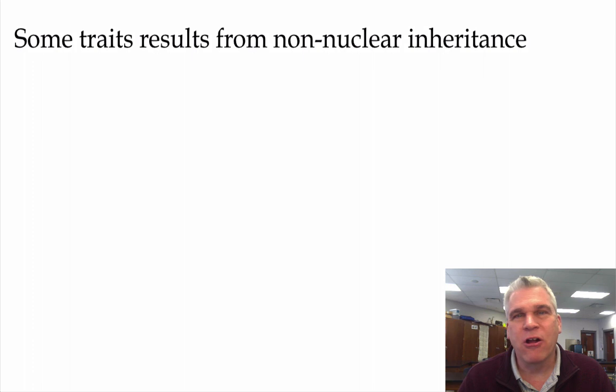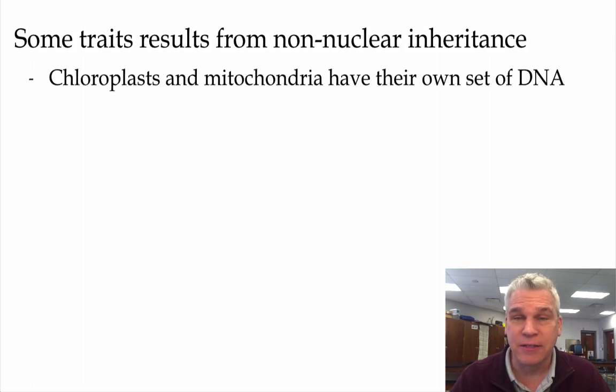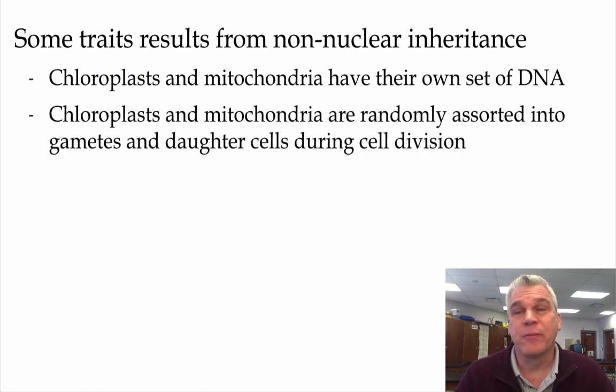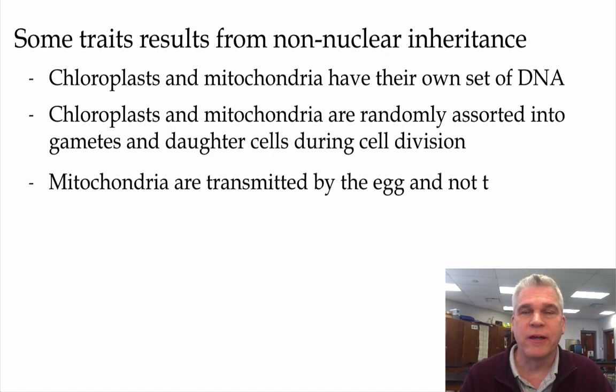So here's the thing. Not all of our genes are on a chromosome in the nucleus. Remember, we have DNA somewhere else in the cell: in our mitochondria. So some traits result from non-nuclear inheritance. Besides mitochondria, chloroplasts also have their own set of DNA. The chloroplasts and mitochondria are going to be randomly assorted into the gametes and the daughter cells during cell division, during meiosis. But let's focus on animals.